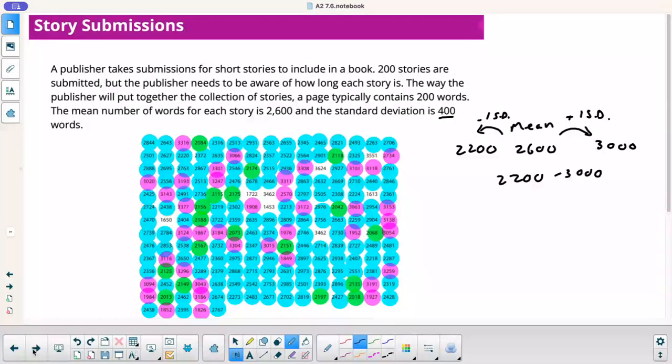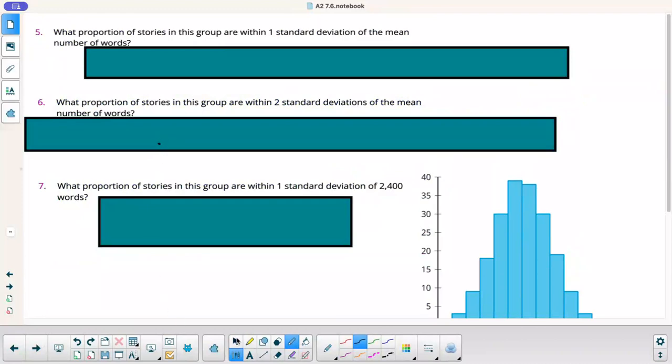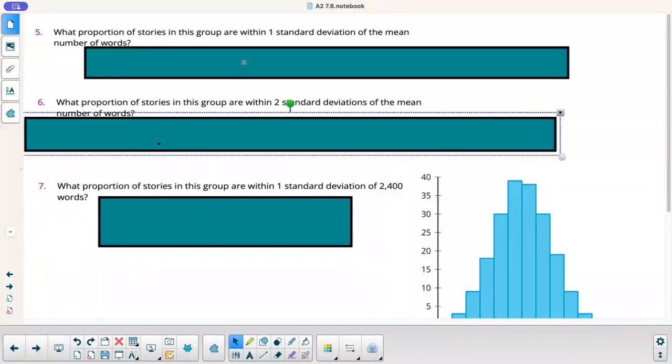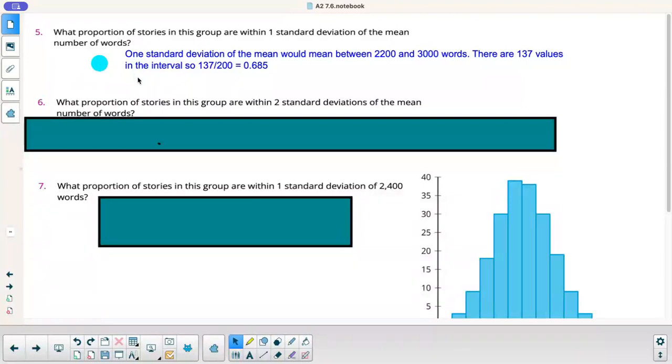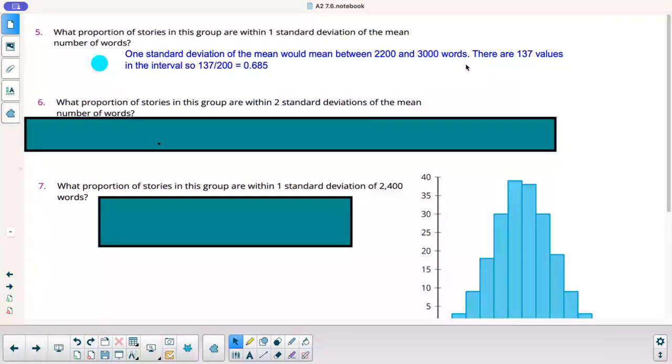Okay. So what I did was color code it. So it's going to be all the blue ones. Okay. So if I go back to my chart and I count them up, all the blue ones, if you look at them, are between 2,200 and 3,000. So I count up how many there are total. And for the sake of time, I already did that. That's going to be 137 values. So 137 over 200 is 0.685 for that one. Okay.